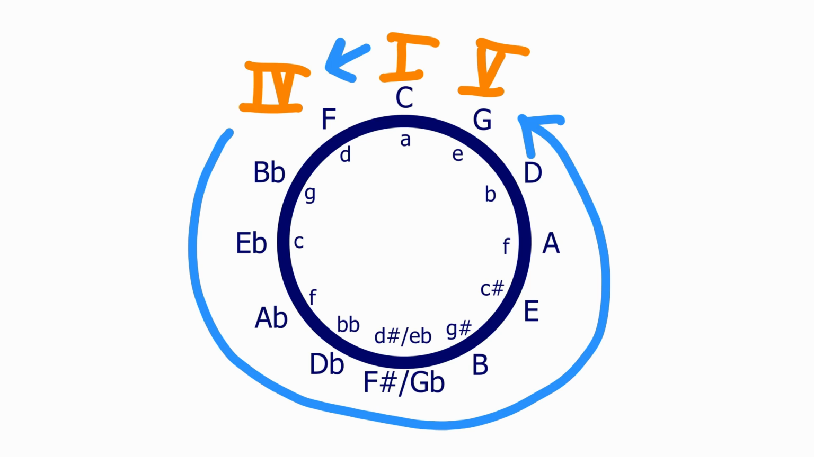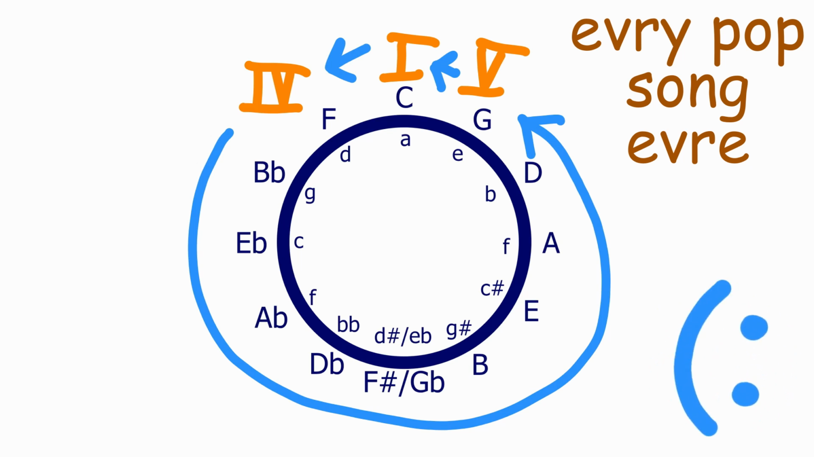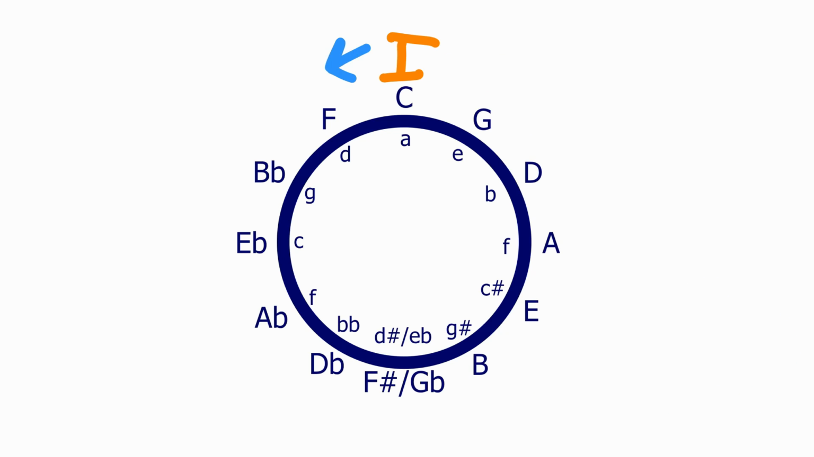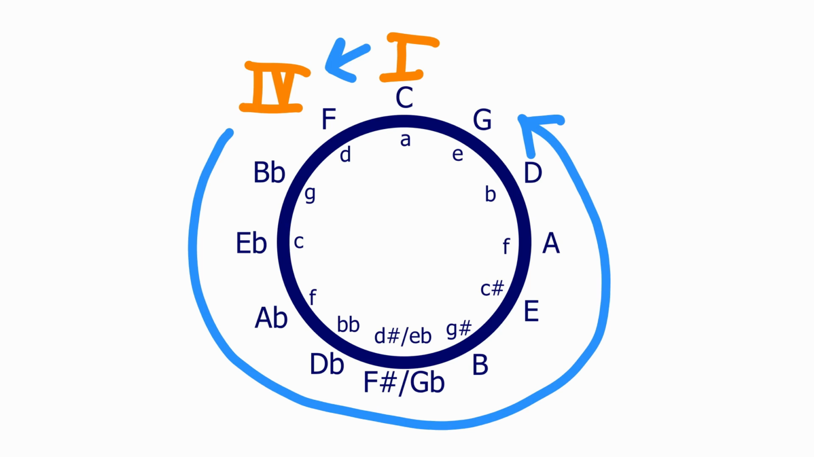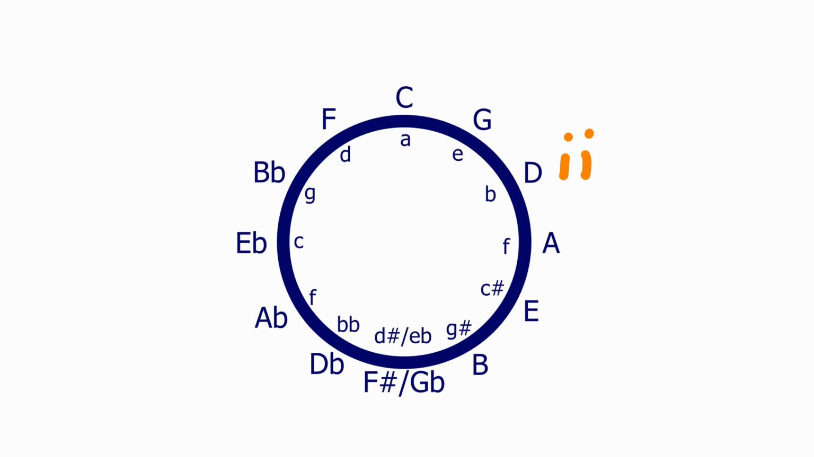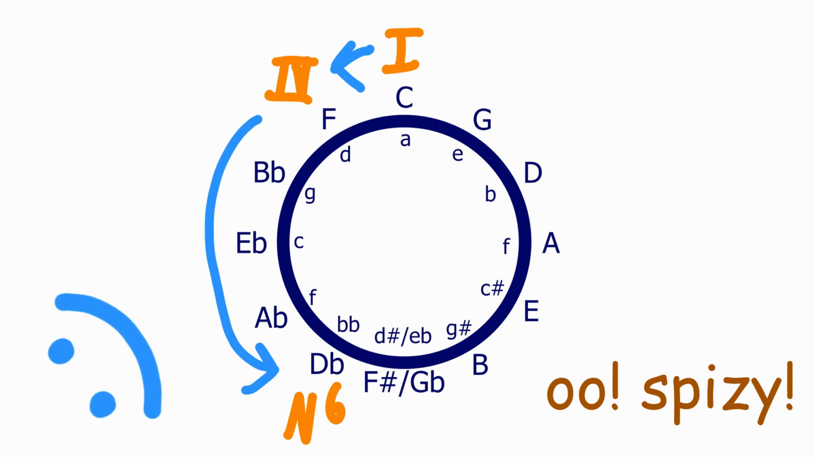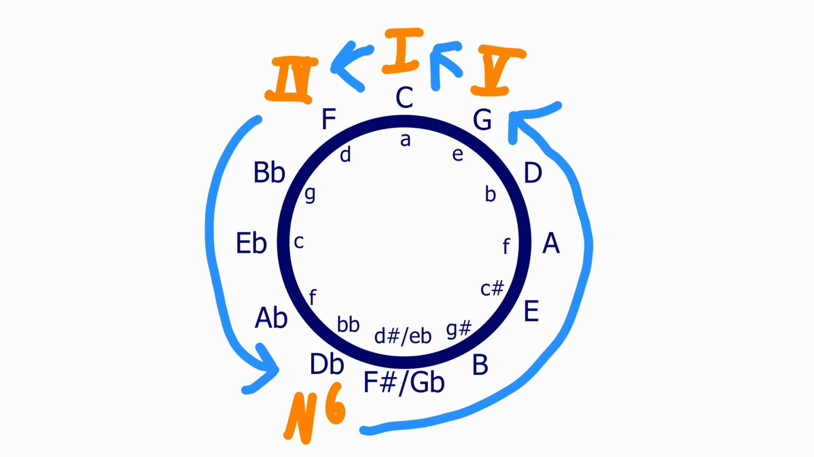1, 4, 5, 1. It starts on 1, moves counterclockwise to 4, and then hops around to 5 before resolving back to 1. If we want to jazz it up and go with a 2-5-1, same thing, we move counterclockwise. What if we did fun stuff like this? 1, 4, Neapolitan 6, 5, 1, same thing.